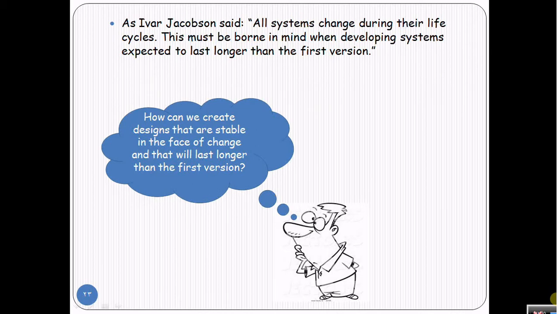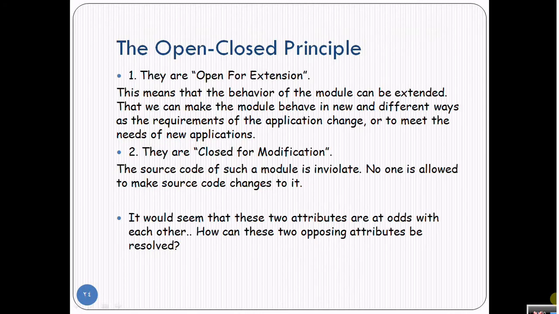Liskov said all systems change during their life cycles. This must be borne in mind when developing systems expected to last longer than the first version. We want to continue. They are open for extension. This means that the behavior of the module can be extended. They are closed for modification. The source code of such a module is inviolate. No one is allowed to make source code changes to it.